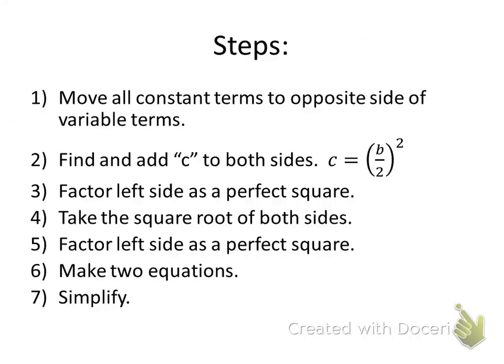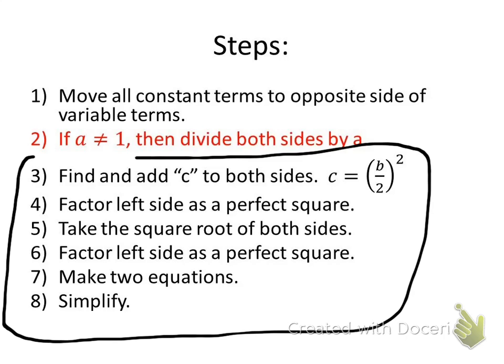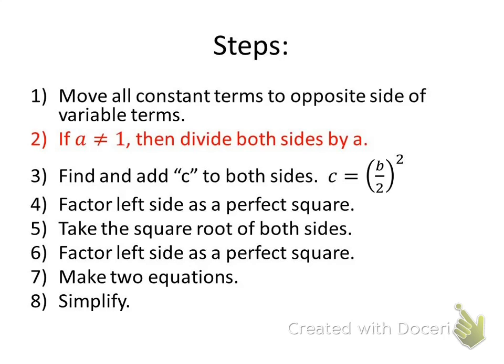These are the steps that you had from the previous lesson, and I'm going to add a new step 2, but all the other steps will still follow. So step 2 is now going to be: if a is not equal to 1, then divide both sides by a. But you'll notice that all the other steps around it are all the same. So step 1 is the same, and then all the other steps after are the same. We're just adding a step 2 there.